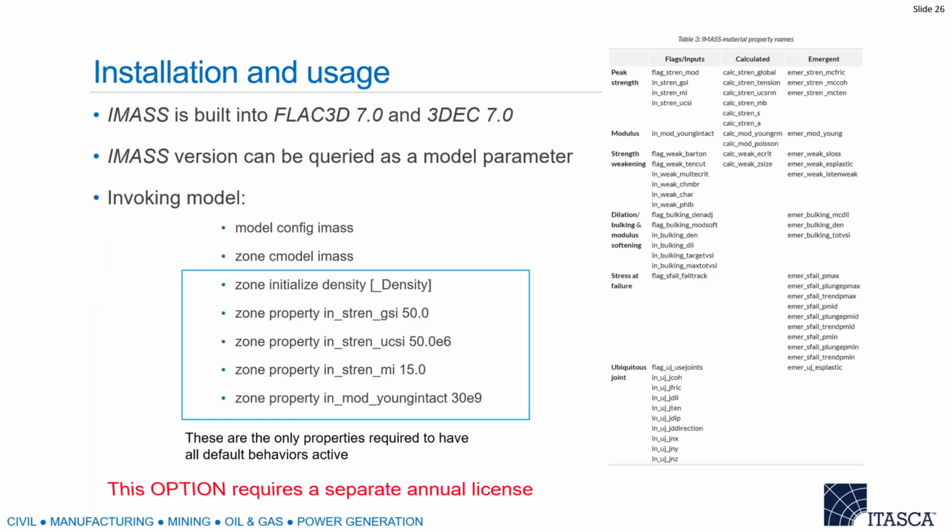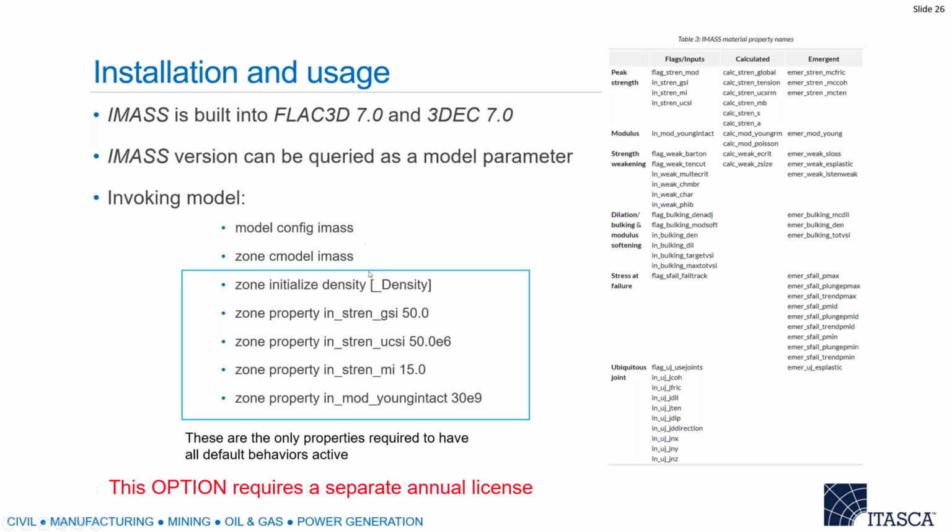Just about installation and usage, IMASS is built into Flag 3D7 and 3D7. You don't need any DLLs. It's built in. The IMASS version can be queried as a model parameter. It helps us when the users have some issues: they can just query the version of IMASS and we know what version they are talking about, because this is an empirical constitutive model, and things can change if you find a bug or we need to change some small part of the constitutive model. So we need to make sure that when we're interacting with the users, we know what version of IMASS we're talking about.